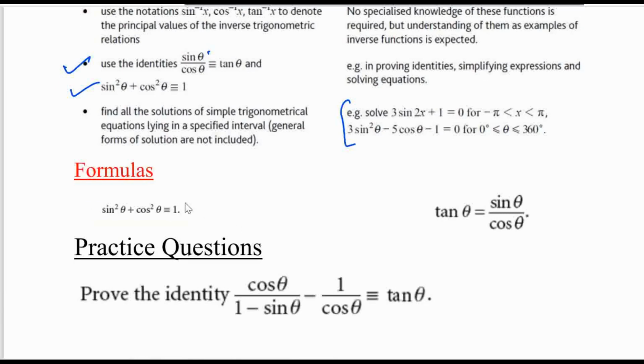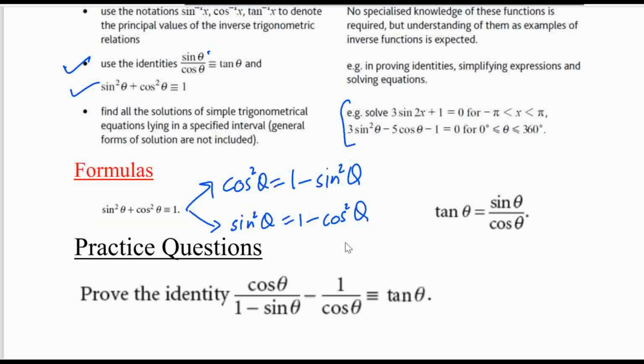And the second one is we can derive two more identities from this one, that sine square theta plus cos square theta is equal to 1. If we rearrange this one, this can be cos square theta is equal to 1 minus sine square theta, and similarly if we shift cos square theta to the other side, we can write this one as sine square theta is equal to 1 minus cos square theta.